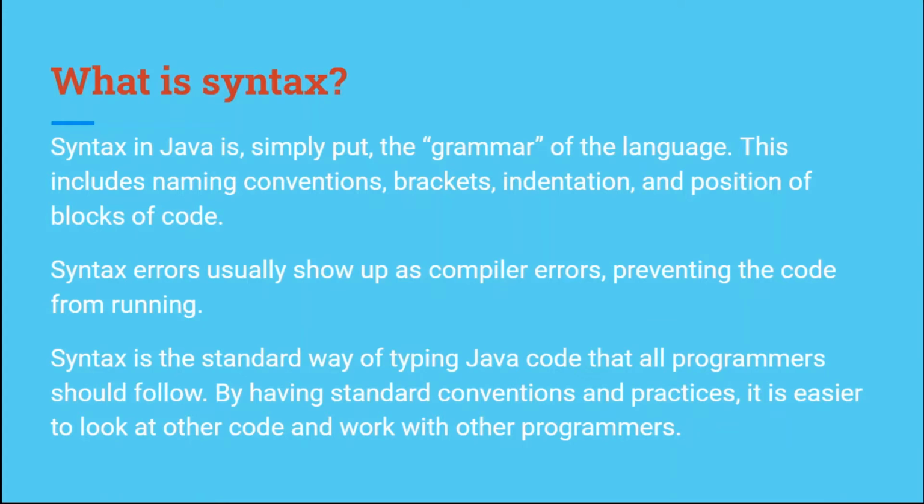Okay, what is syntax? Syntax in Java is simply put the grammar of the language. This will include naming conventions, brackets, indentation, and position of blocks of code. Syntax errors usually show up as compiler errors. This will prevent the code from running. Syntax is the standard way of typing Java code that all programmers should follow. By having standard conventions and practices, it is easier to look at other code and work with other programmers.